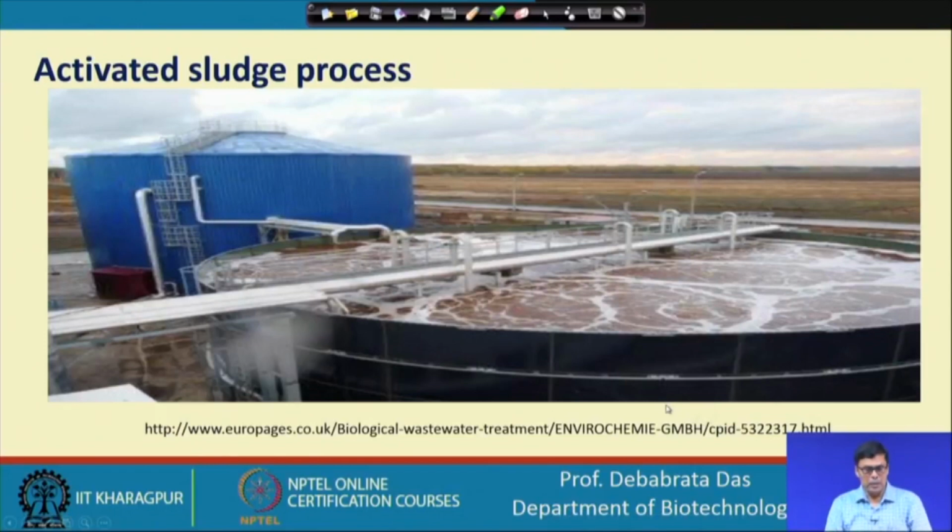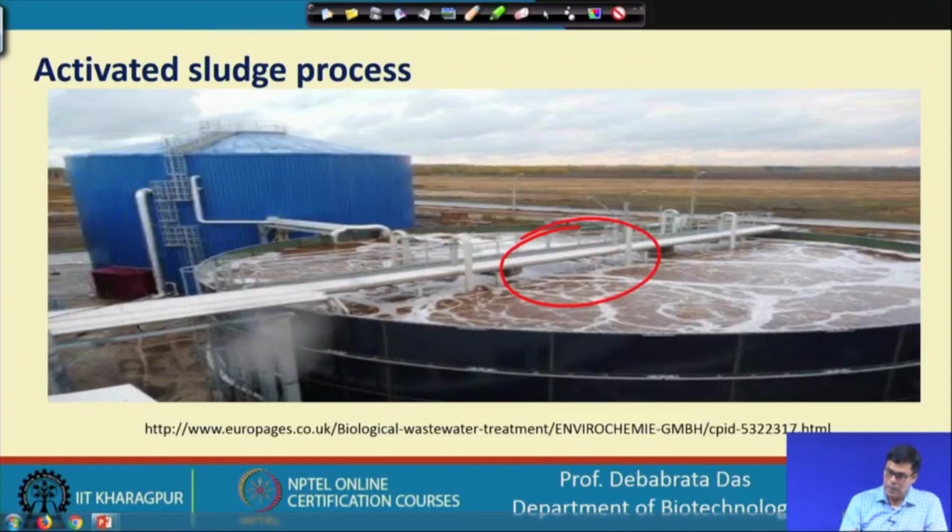Now, this is the typical activated sludge process. I want to show you this here. In the middle we have the surface aerator, and we put the liquid here, and from the side we take out the effluent from this particular reactor. This is how it takes place in the system.